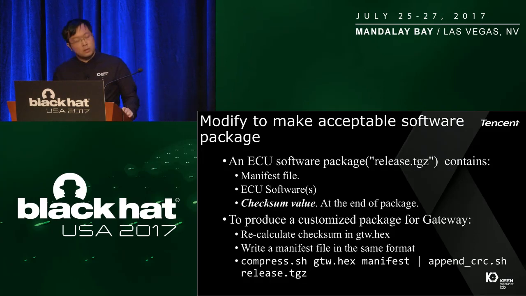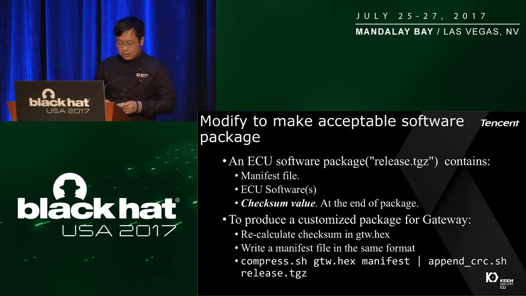So we need to think about the ECO firmware package. The firmware package contains three things: the manifest file, the software, and the checksum value at the end of the package, as I have mentioned. So in order to produce a custom package for the gateway, we just need to modify the gateway hacks, write a manifest file in the same format, compress it into one file, and then append the CRC. This is not really hard.